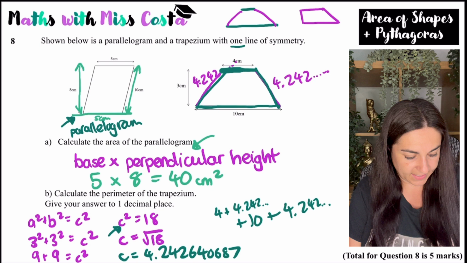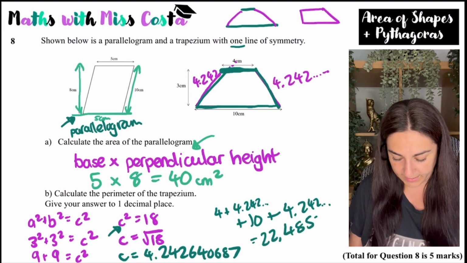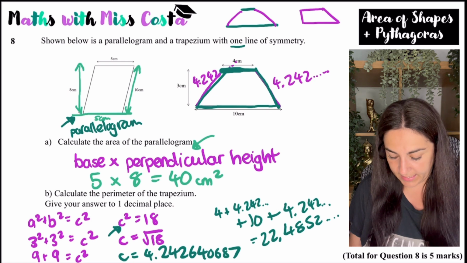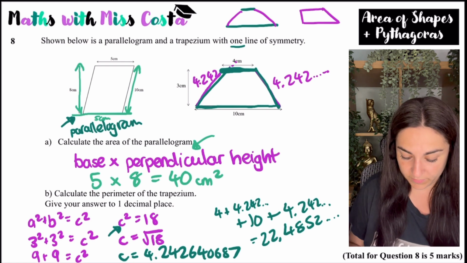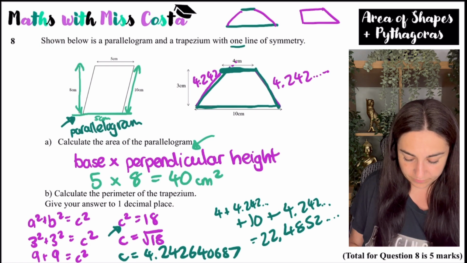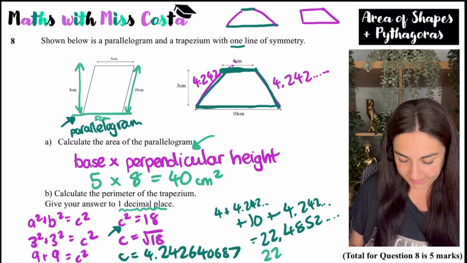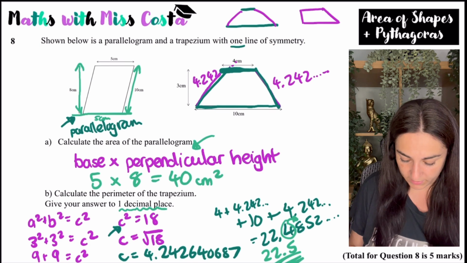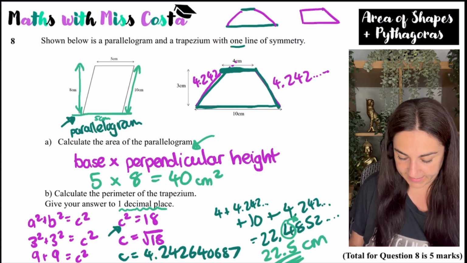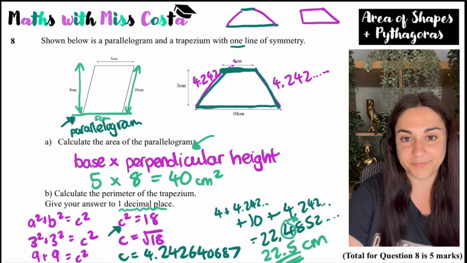Plus 4 plus 10 is 22.4852. And if you got a different answer, it's because you didn't write all of the digits out. So try and write all of the digits out. It's asking to round it to 1 decimal place, so that would be 22.5. You look at this number, you look next door, and if it's higher than 5, you add 1 more. So 22.5 centimeters. Because it's perimeter, we don't do squared.